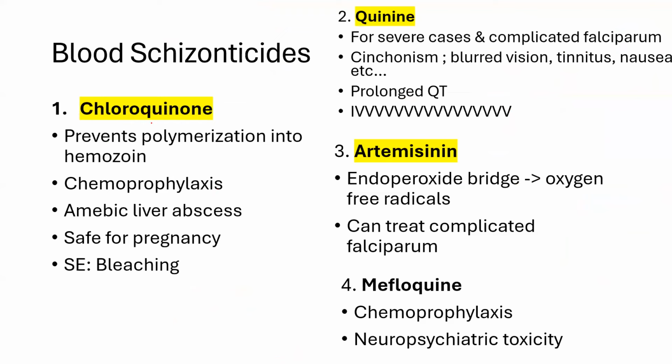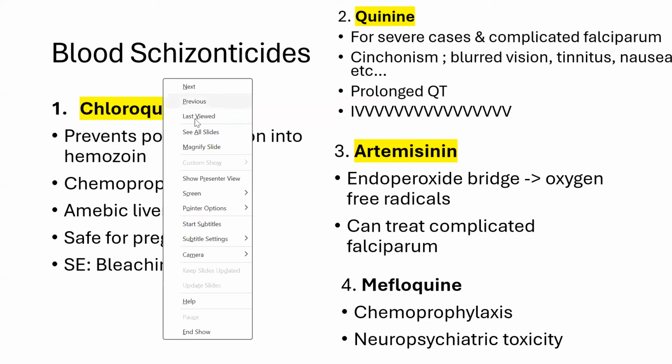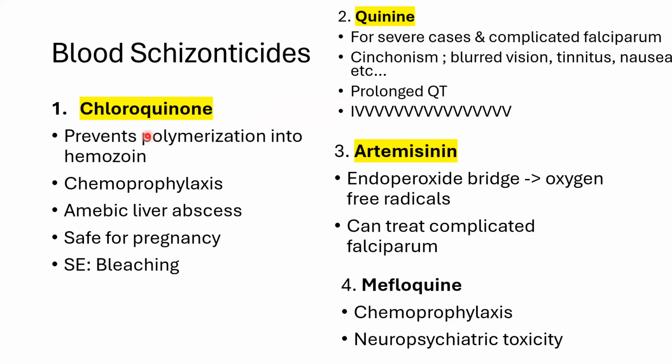Mechanism of action is important because you might be asked about it. The parasite is in the blood, so it's going to digest hemoglobin. When it digests hemoglobin, it gives you heme, and heme is very toxic for the parasite. So the parasite protects itself from the heme by polymerizing it into hemozoin. This drug prevents the production of hemozoin, so now the heme is toxic to the parasite and it kills it.